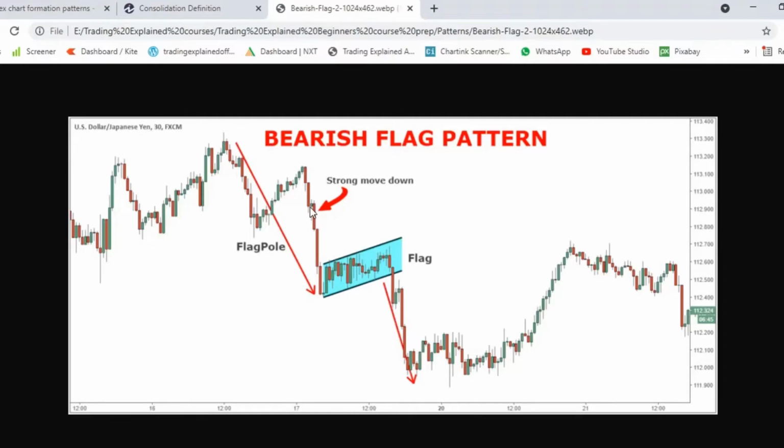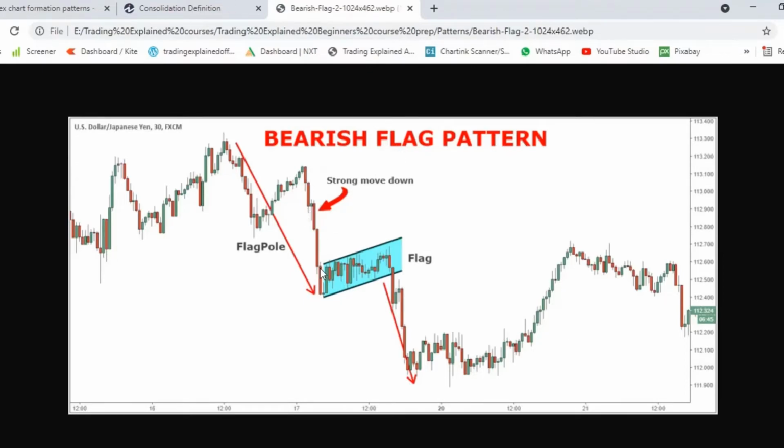I guess you guys know short selling, but short selling is basically exactly opposite of buying. When you buy something, you sell it later and make money. Short selling is you sell something first and then cover it later and make money. So it's exactly opposite of going long. We call it going short. So this is a bearish flag pattern.